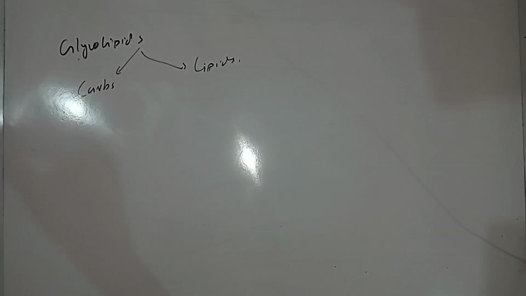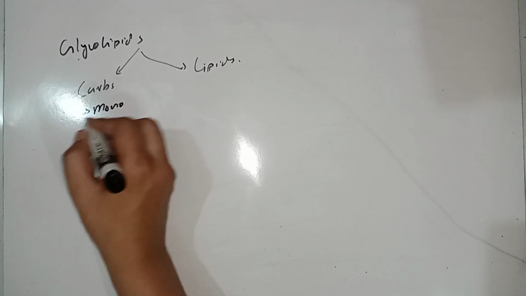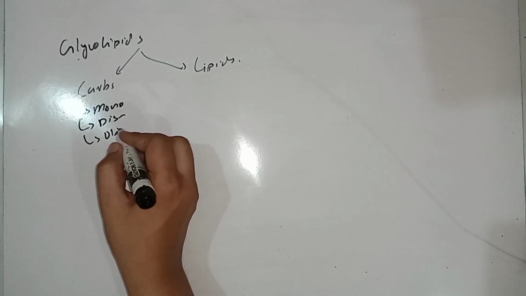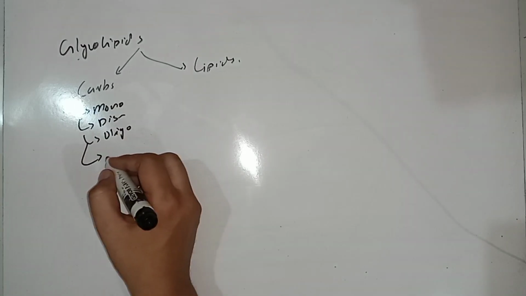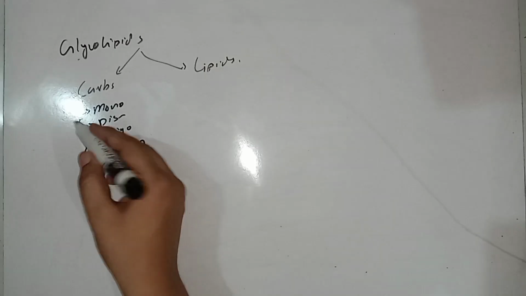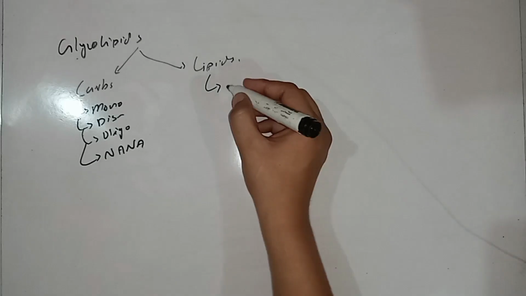The carbohydrates present in the structure of glycolipids can be monosaccharide, disaccharide, oligosaccharide, or they can be a carbohydrate derivative, for example N-acetylneuraminic acid and so on. And the lipids involved basically include ceramide.